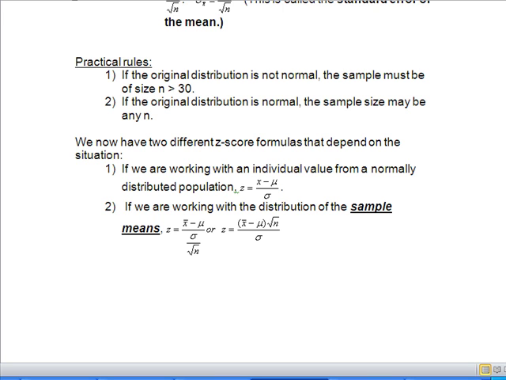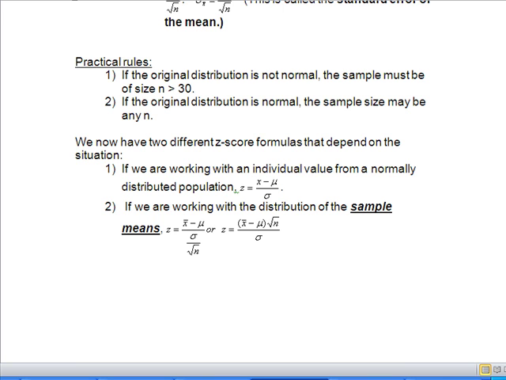We now have two different z-score formulas that depend on the situation. If we are working with an individual value from a normally distributed population, z is equal to x minus mu divided by sigma. That's with an individual value, and that's what we're calling x. If we're working with a distribution of sample means, then what we have is x bar minus mu over sigma divided by the square root of n.